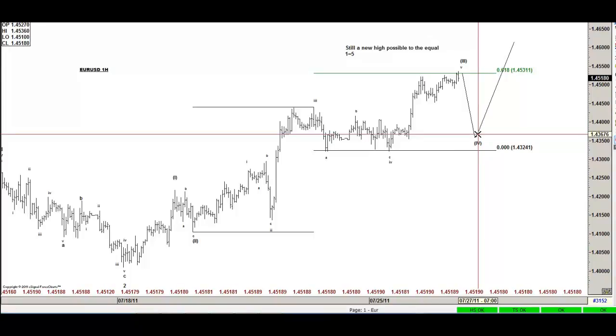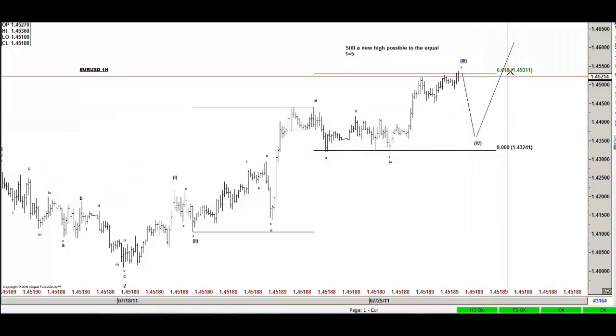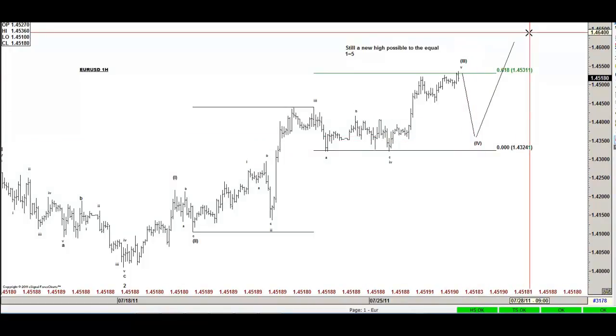Now if you see this move right here become corrective, then we need to start worrying that a possible bottom at 138 is in place, and then we're going to start buying here to 147, and consequently we're going to start building a long position.